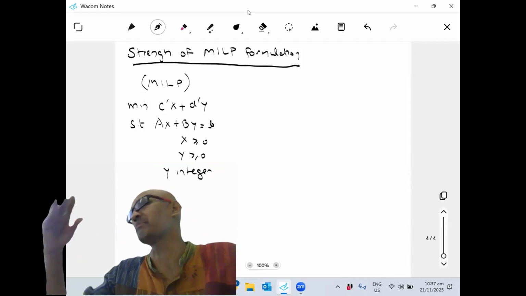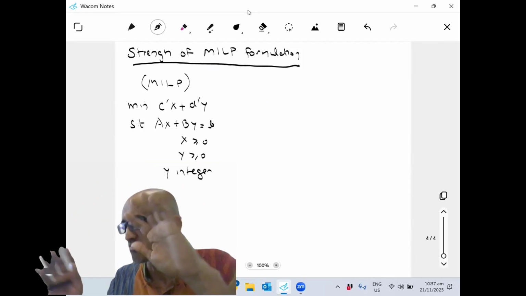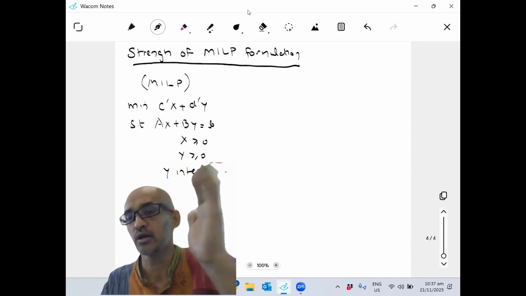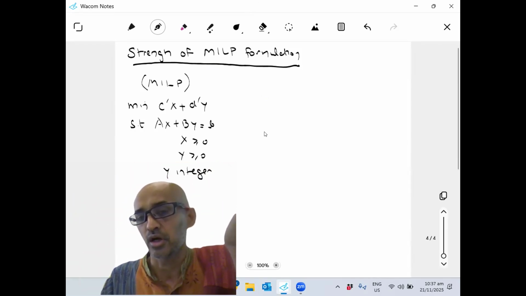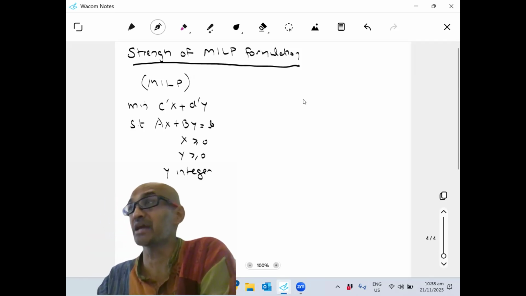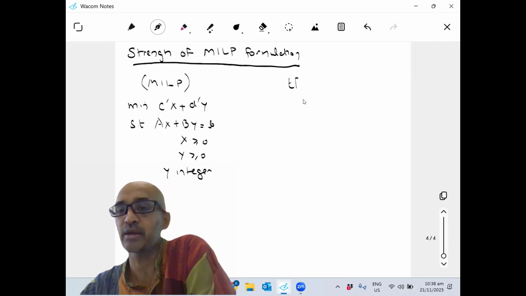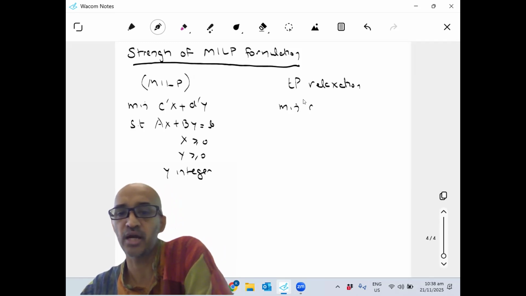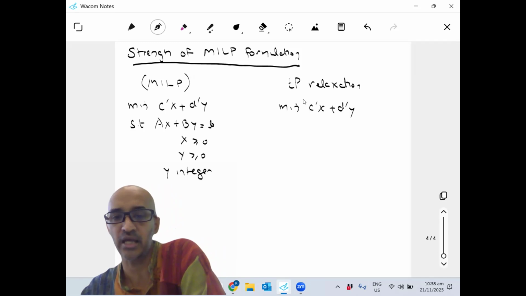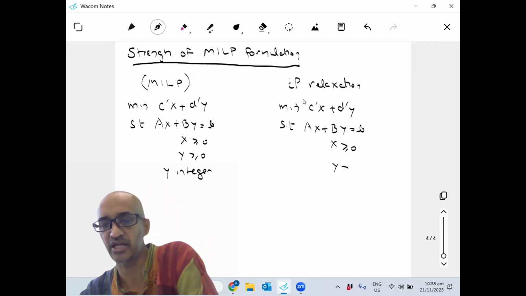Maybe you can do some rounding, maybe you can round things up. It doesn't always work, we'll see. But if it works, I can at least work with the LP, and maybe if I'm lucky, the LP might give me the IP solution. So the first and the most natural idea is to do an LP relaxation, which is to minimize c transpose x plus d transpose y, subject to Ax plus By equal to b, x non-negative, y non-negative.